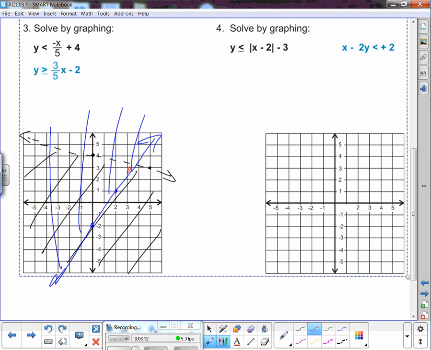And when you're doing these on a quiz or a test and using pencil, you just darken in the part where the solution is. Right? Hopefully that's about what you have.